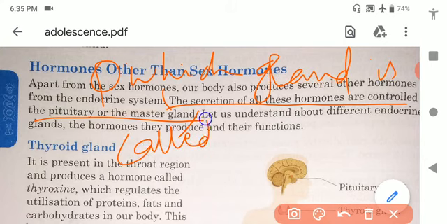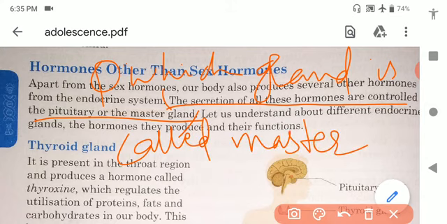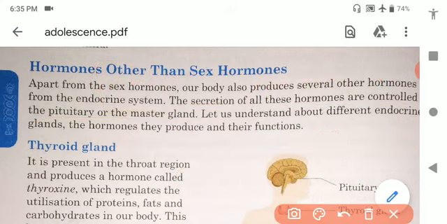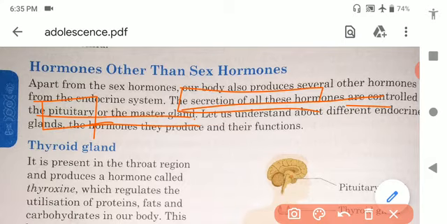Which gland is called the master gland and why? Obviously the pituitary gland is called the master gland because it controls the other glands. The secretion of all other hormones is controlled by the pituitary. That's why it is called the master gland.